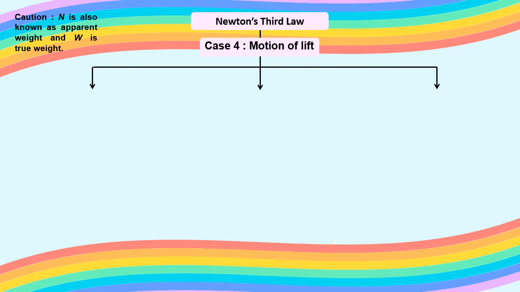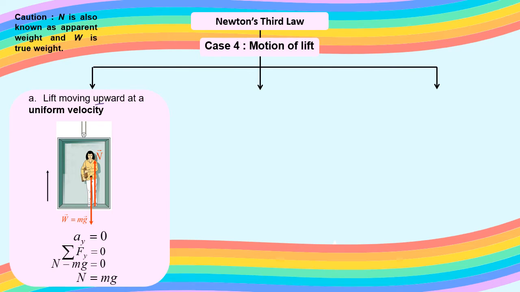The fourth case is the motion of the lift. The first case is the lift moving upward at a uniform velocity. As you already learned in chapter 2, if the object moves with uniform velocity, the acceleration a equals 0. Weight is the action force and is directed downward. The normal force is the reaction force and is directed upward, perpendicular to the surface. From the first law of motion, because the lift moves with uniform velocity, total Fy equals 0 and ay equals 0. We label it as ay and Fy because the lift is in vertical motion. So N minus mg equals 0, N equals mg.